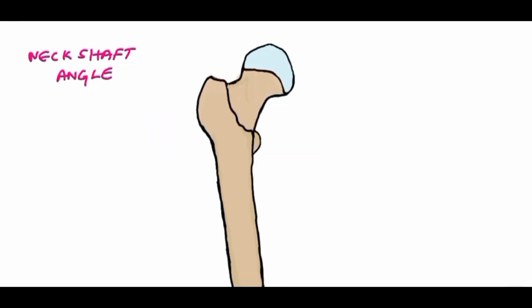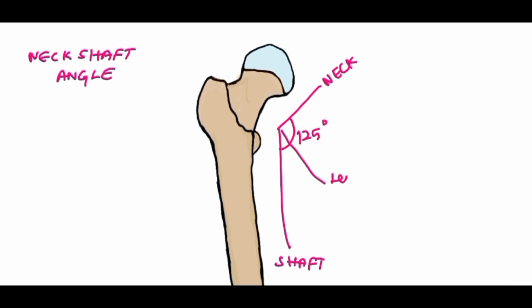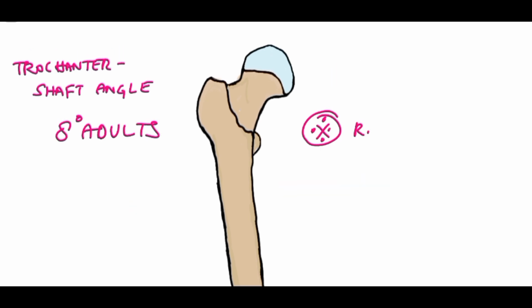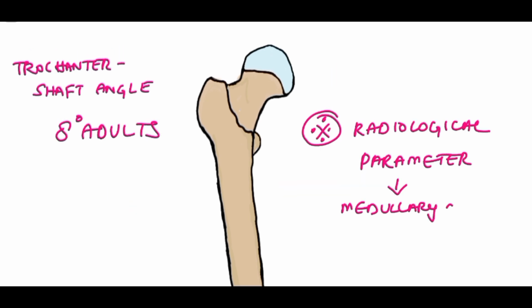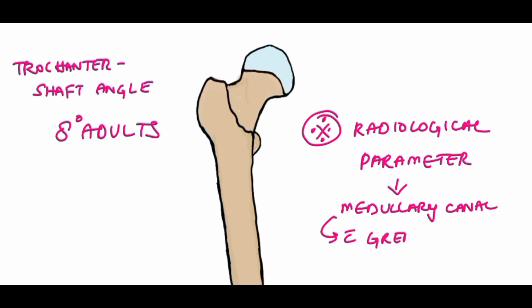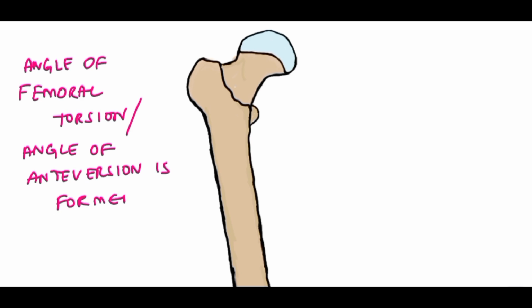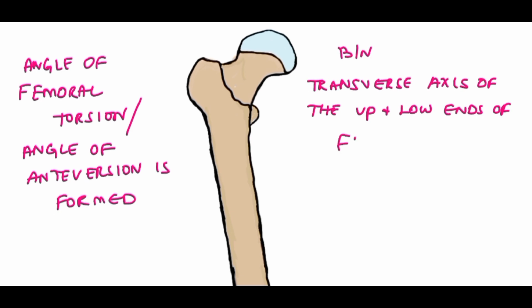The neck shaft angle is 125 degrees in adults, less in females because of their wider pelvis. The angle facilitates movement of the hip joint, and is strengthened by a thickening of bone called the calcar femorale, present along its concavity. The trochanteric shaft angle is 8 degrees in adults. This is more important as a radiological parameter, which gives an idea of the direction of the medullary canal and its alignment with the greater trochanter. The angle of femoral torsion, or angle of anteversion, formed between the transverse axes of the upper and lower ends of the femur, is about 15 degrees.